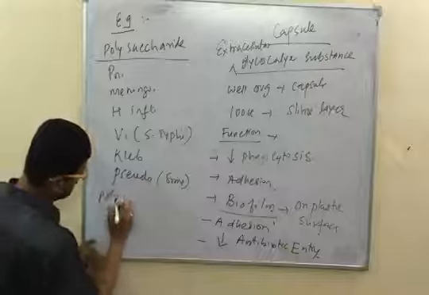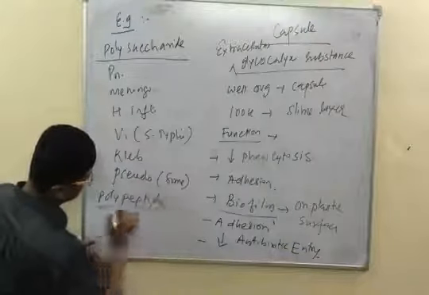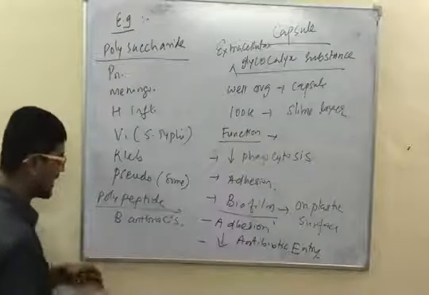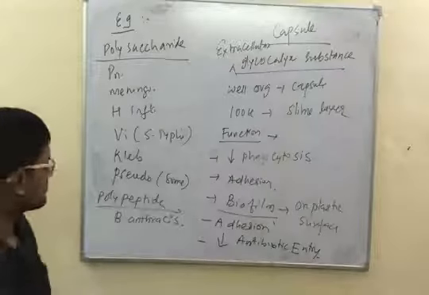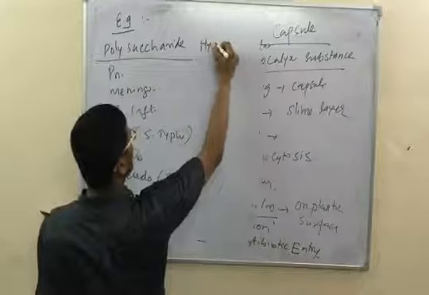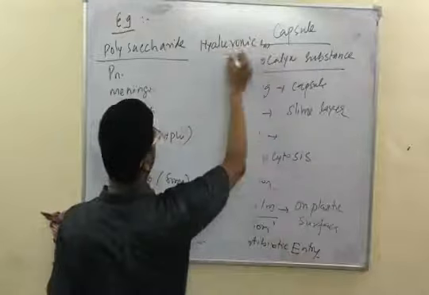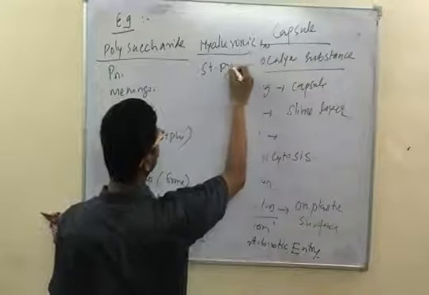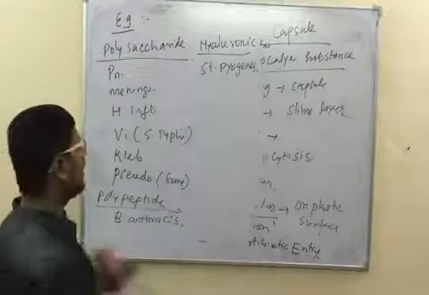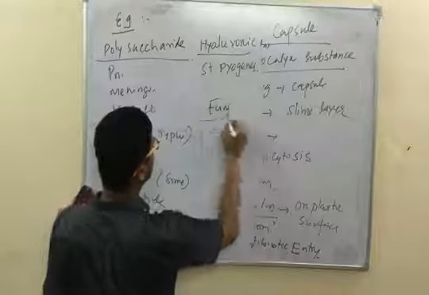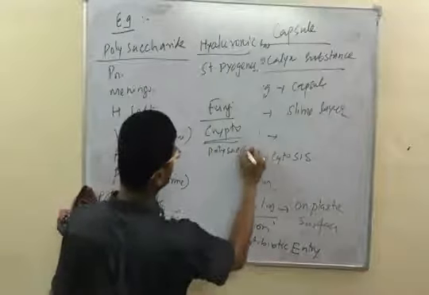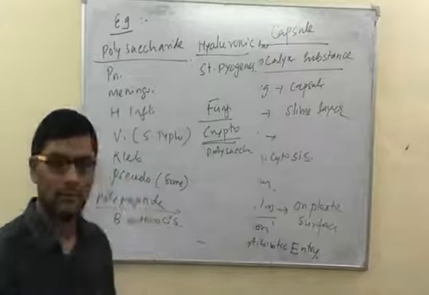Whereas the capsule is polypeptide in nature, the one and only example is Bacillus anthracis. The capsule can also be hyaluronic acid; the hyaluronic acid capsule is present in Streptococcus pyogenes. And the only fungus to be capsulated is Cryptococcus neoformans, which also has a polysaccharide capsule.